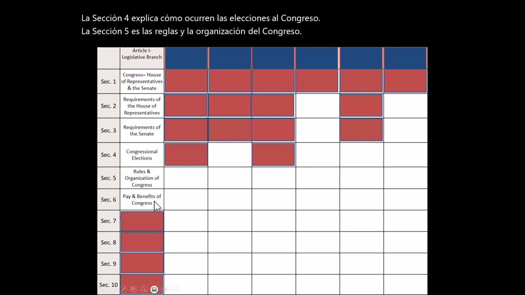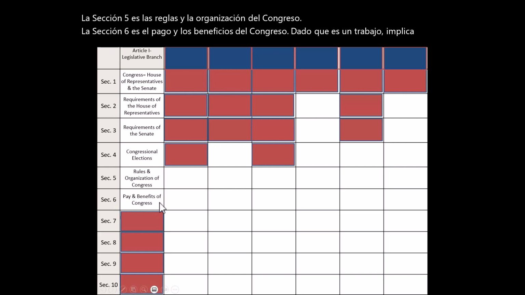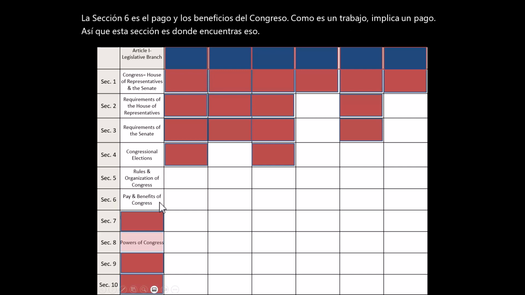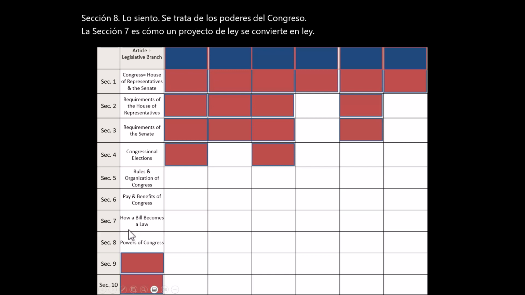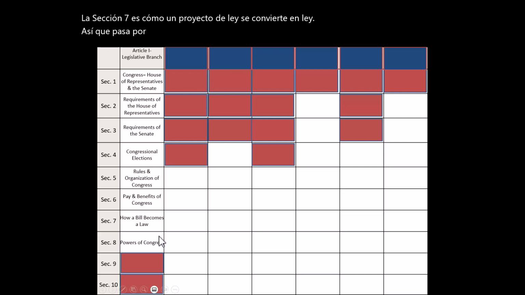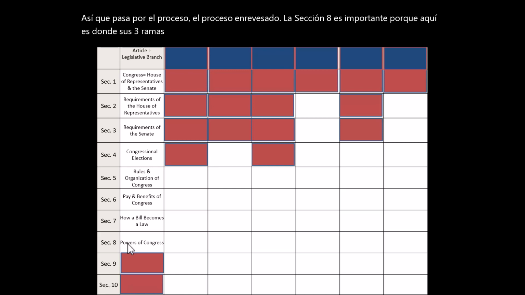Section 6 is the pay and benefits of Congress. Since it is a job, it involves pay, so this section is where you find that. Section 8, sorry about that, is about the powers of Congress. Section 7 is how a bill becomes a law. So it goes through the process, the convoluted process. Section 8 is important because this is where your three branches of government and its powers come from.